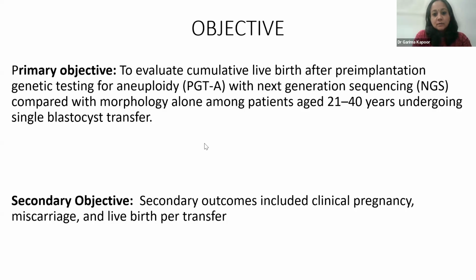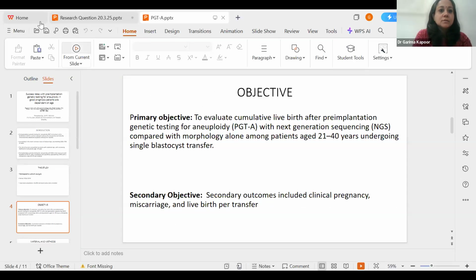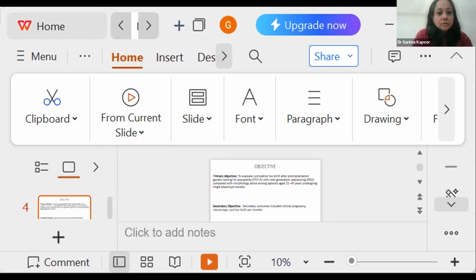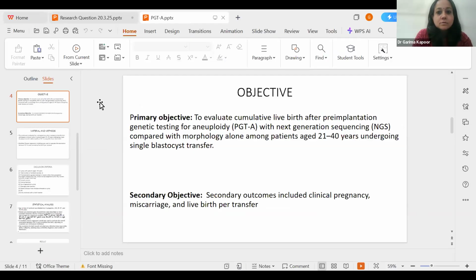So I will just show you what I have framed for this. Just give me a minute. I will just show you that. Okay, so yeah, so that is the objective.